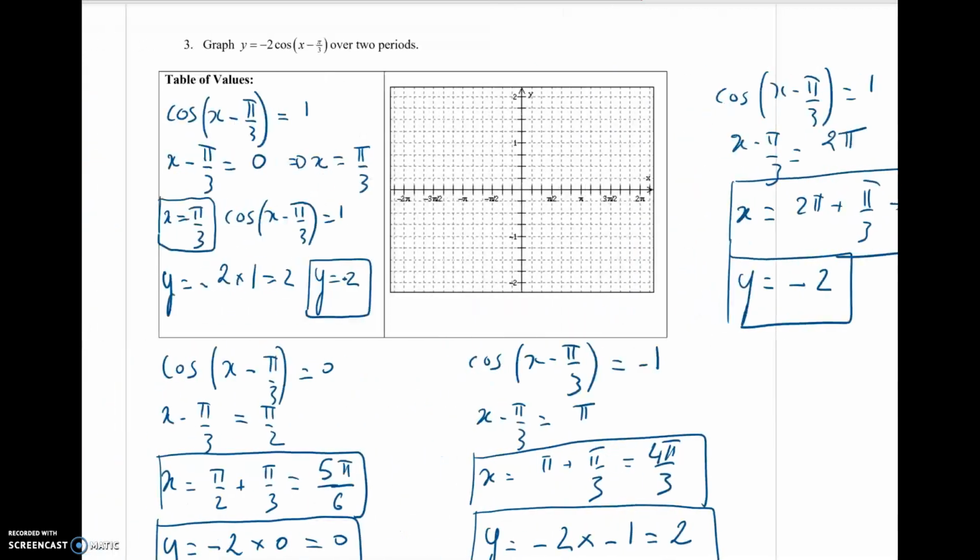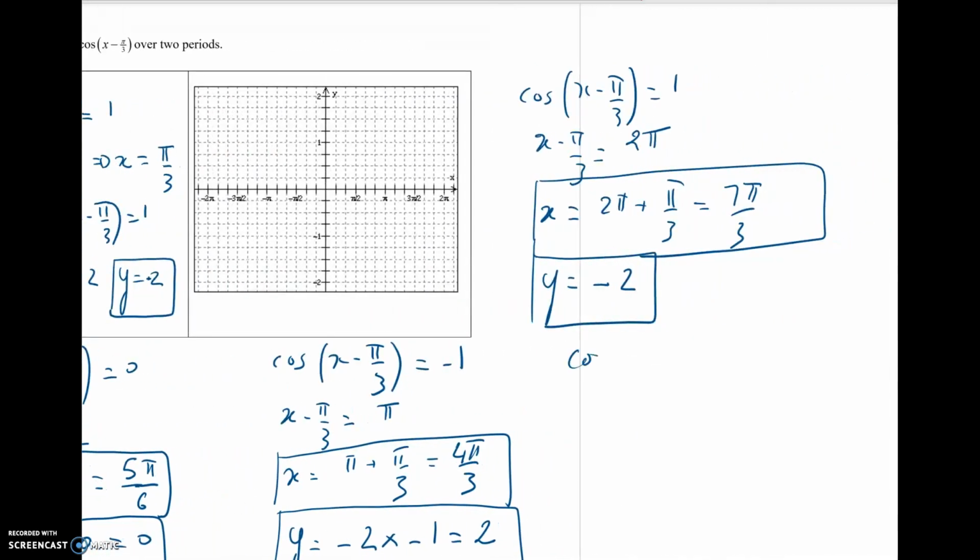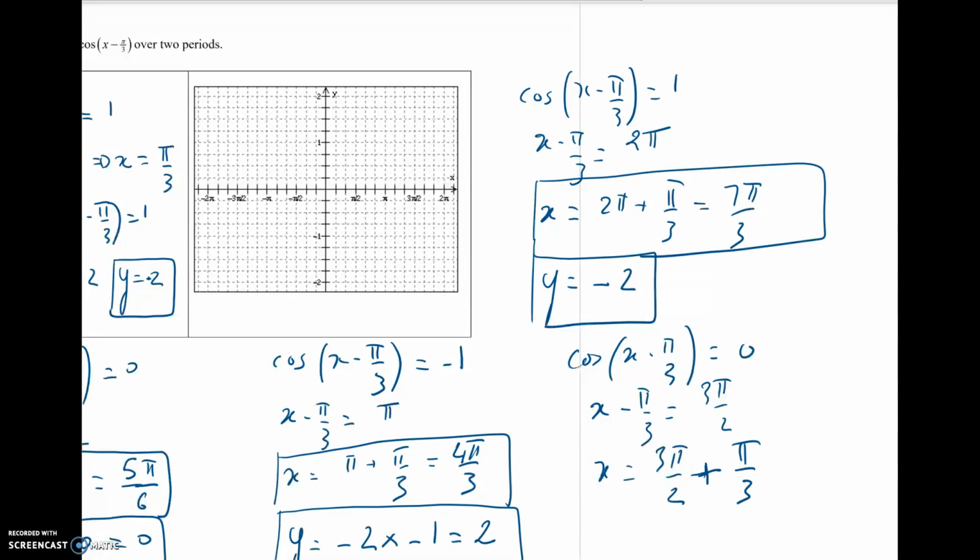I can also say that the cosine of my angle x minus pi over 3 is equal to 0 when the angle x minus pi over 3 equals 3 pi over 2. So x equals 3 pi over 2 plus pi over 3, and we end up with 11 pi over 6.